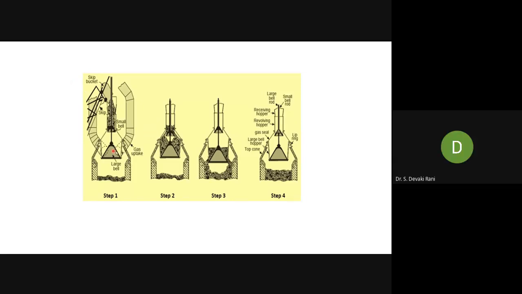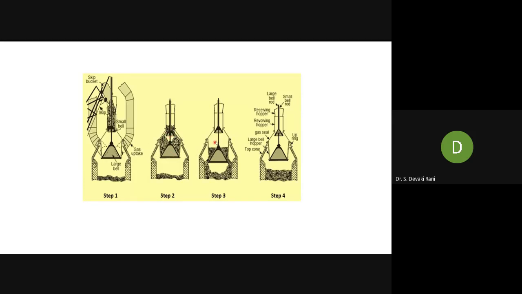Here the big bell is closed. If it is open, what will happen? This dark cone, they will have a gap between this wall. This is the hopper. This is the bell. So the material is charged into the small bell. Big bell is closed. The small bell is open.